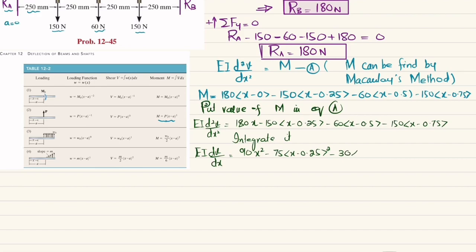And this will be minus 30 into x minus 0.5 power 2. And this will be minus 150 into x minus 0.75 divided by 2, so again this will be minus 75 into x minus 0.75 power 2. Plus there is a constant of integration, which is C1. Let this be your equation number 1.